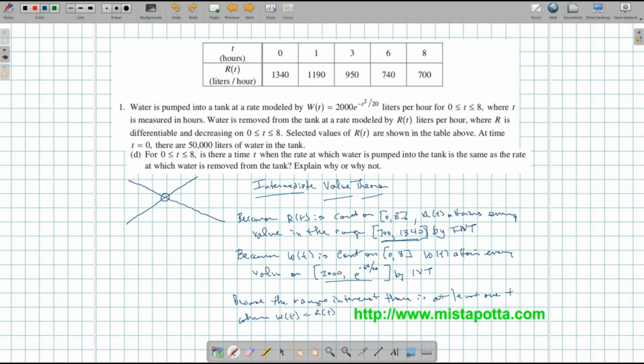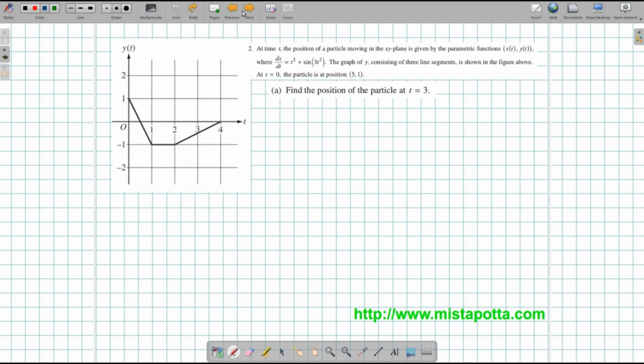So that's question 1. Let's move on to question 2. On question 2, it says at time t, the position of a particle moving in the xy plane is given by the parametric function x of t, y of t, where dx/dt is given by this differential equation. The graph of y consists of these 3 line segments shown here. And it says at t equals 0, we're at the position (5, 1). They want us to find the position of the particle at t equals 3.